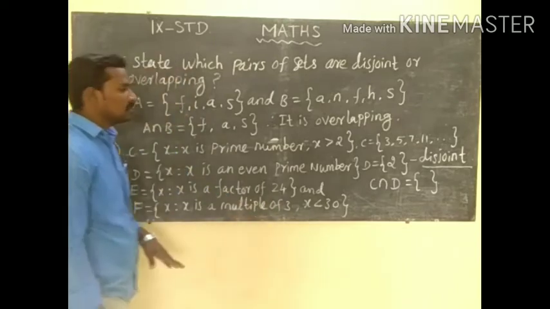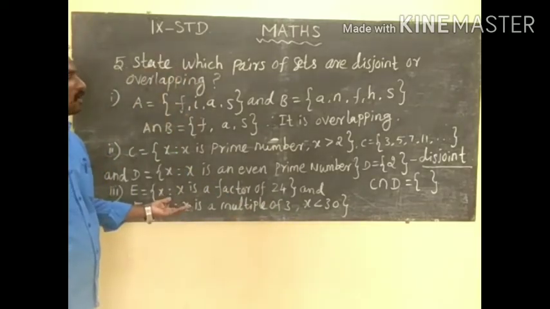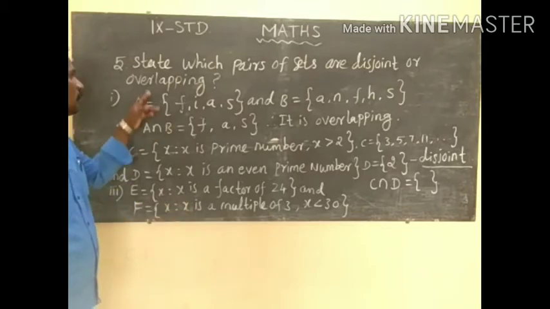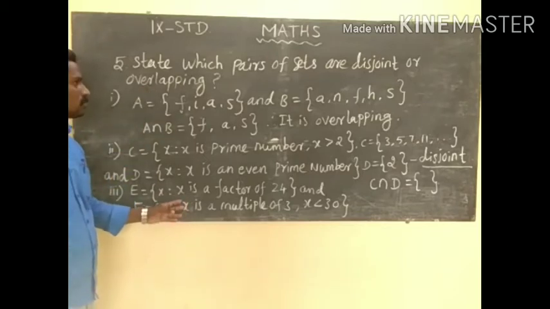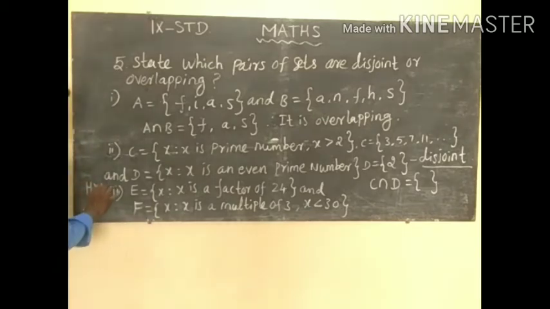So compare both sets. If there is any common element, at least one common element, then the two given sets are overlapping. Otherwise, the given two sets are disjoint sets. This is your homework. The third question is your homework.